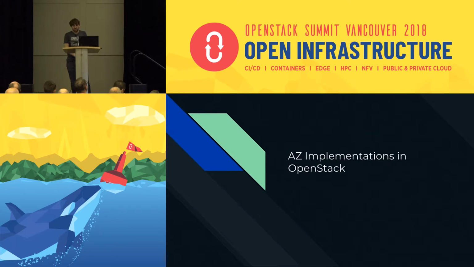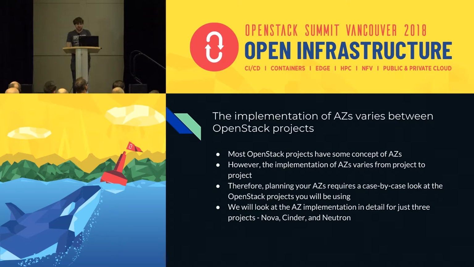So okay, now we can take a look at AZs in the context of OpenStack. It's a bit of a challenge for cloud operators, since each OpenStack project implements AZs differently, if they implement them at all. These differences will be important to understand for the planning of your AZs. The time constraints being what they are, I've just selected 3 OpenStack components to look at in detail: Nova, Cinder, and Neutron.